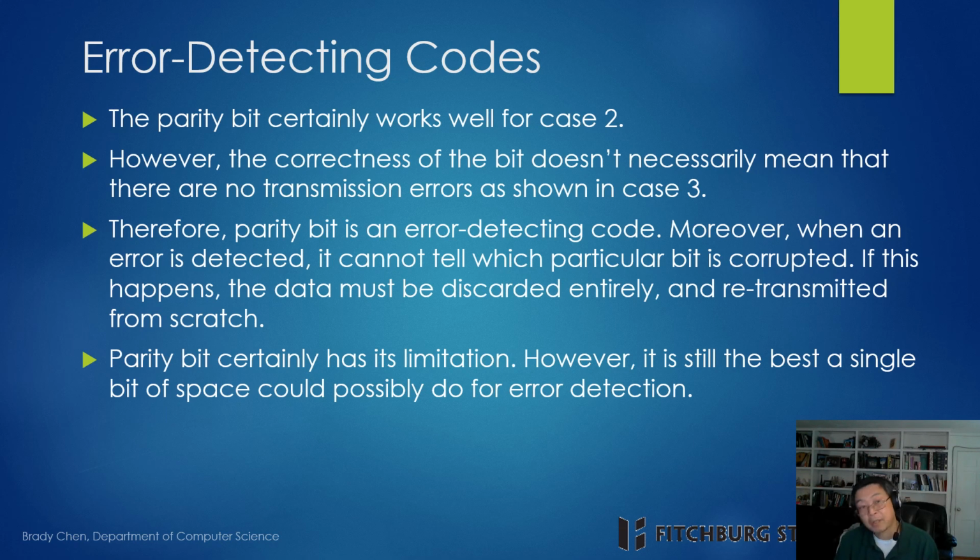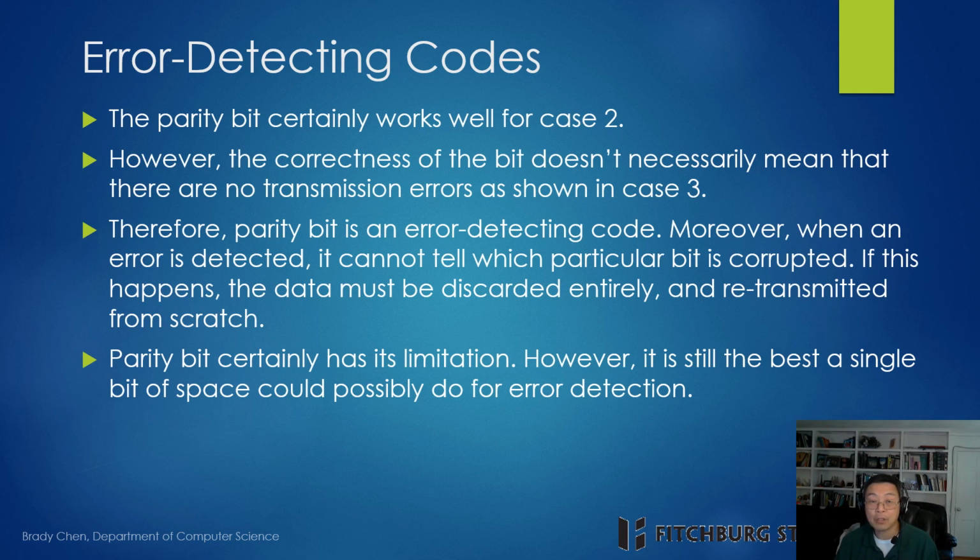So the parity bit certainly works well for case 2. In that case, the odd number of bits has been changed. Now, however, the correctness of the bit doesn't necessarily mean that there are no transmission errors, as shown in case 3. In case 3, if an even number of bits has been changed, then the parity bit cannot detect the error. So therefore, parity bit is an error detecting code.